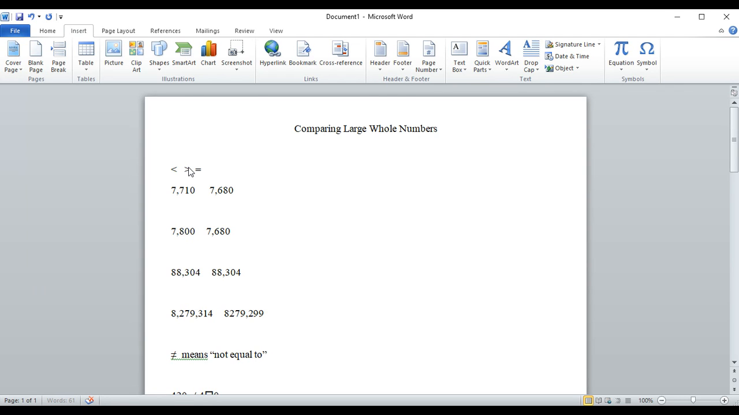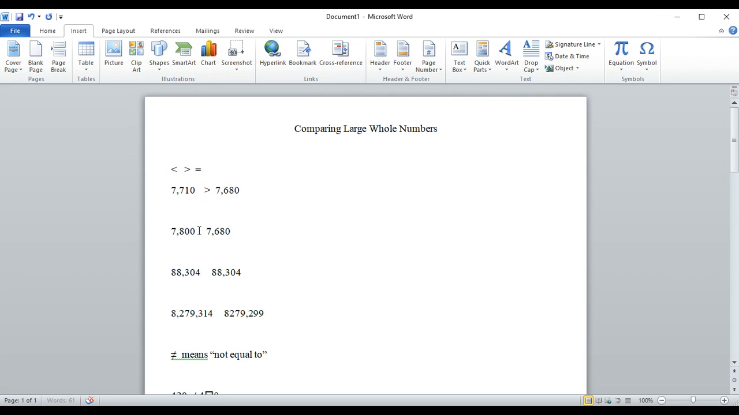So we're going to compare these two numbers, 7,710 to 7,680. In the thousands place, we have the same number. And then in the hundreds place, we have a 7 here and a 6 here, which should tell us that right here, you want to put a greater than sign, because 7,710 is greater than 7,680. And that's how you read this number sentence right here.